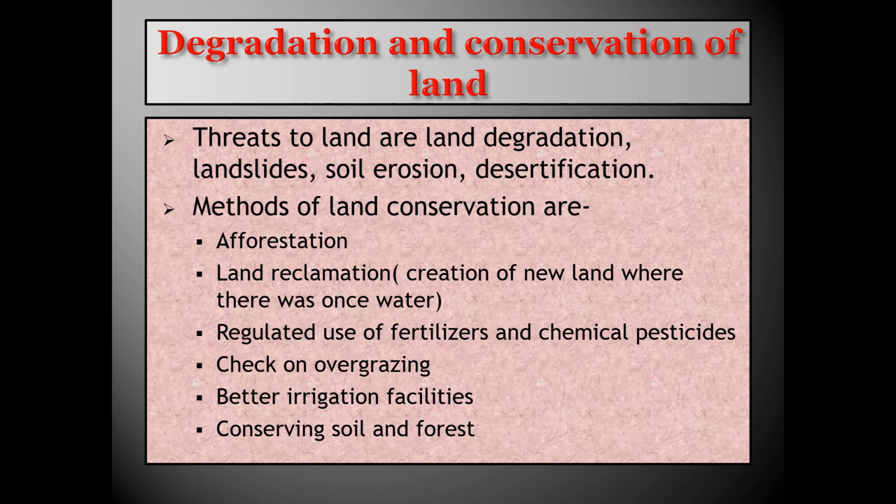These are afforestation, that means more trees should be grown, land reclamation for the main uses, regulated use of fertilizers and chemical pesticides, check on overgrazing. Yes, overgrazing should be controlled. Better irrigation facilities should be provided. Conserving soil and forest also helps the land resources to continue and grow. So let's move to the next.